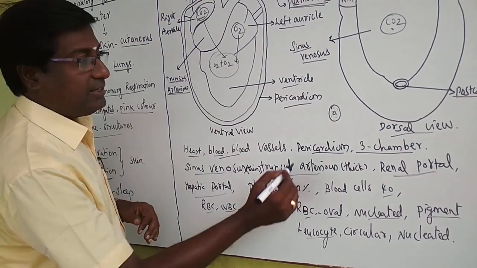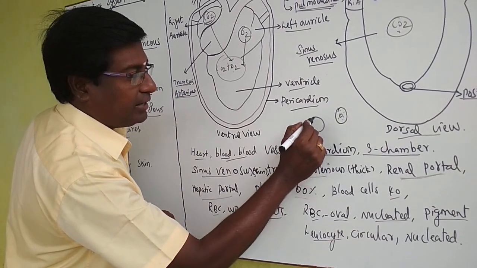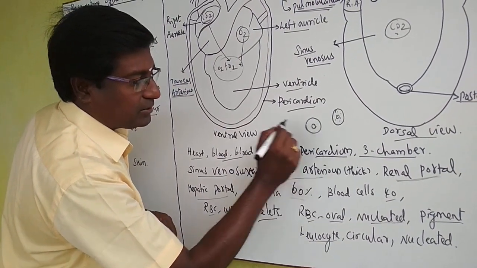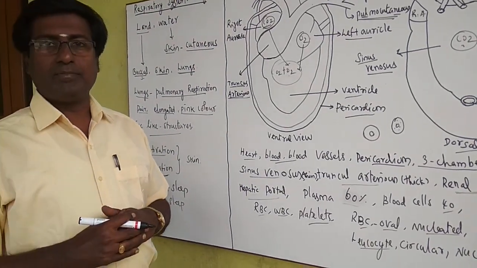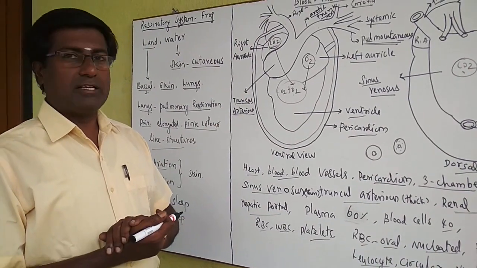Then the leukocyte is circular, rounded in nature. Inside it also a nucleus is present. And this is used in immunity function. So that's all about the circulatory system.